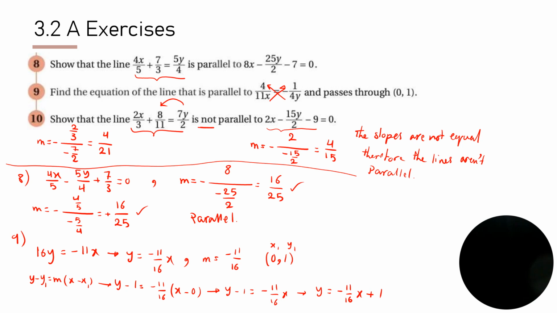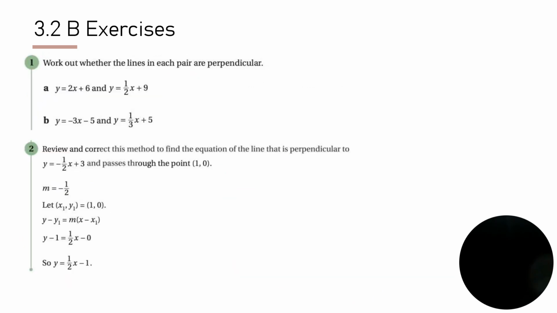Okay, then that's question 10. This is the end of part 3.2a. We will start 3.2b, the next part. The idea in this part is about perpendicular lines. To have perpendicular lines, the gradients of one must be opposite and reciprocal of the other one.